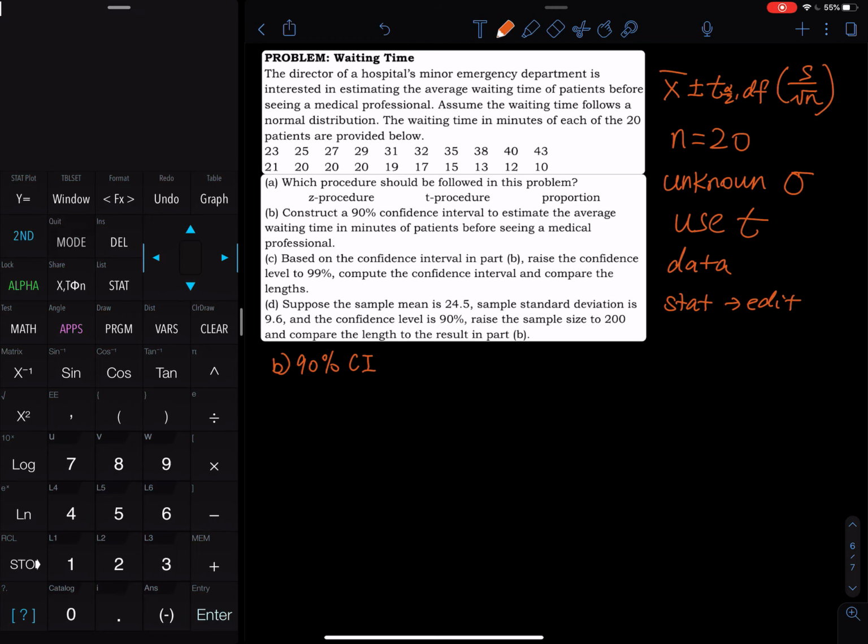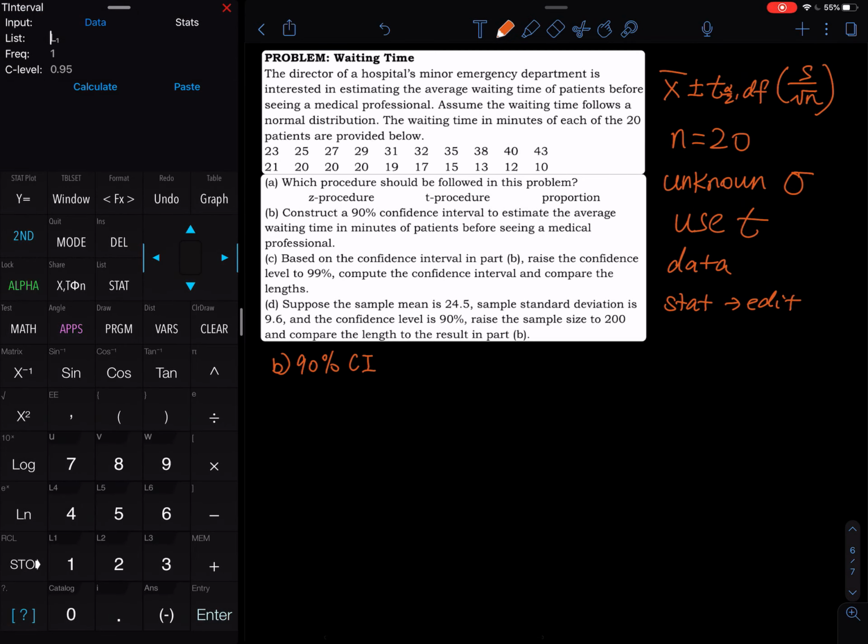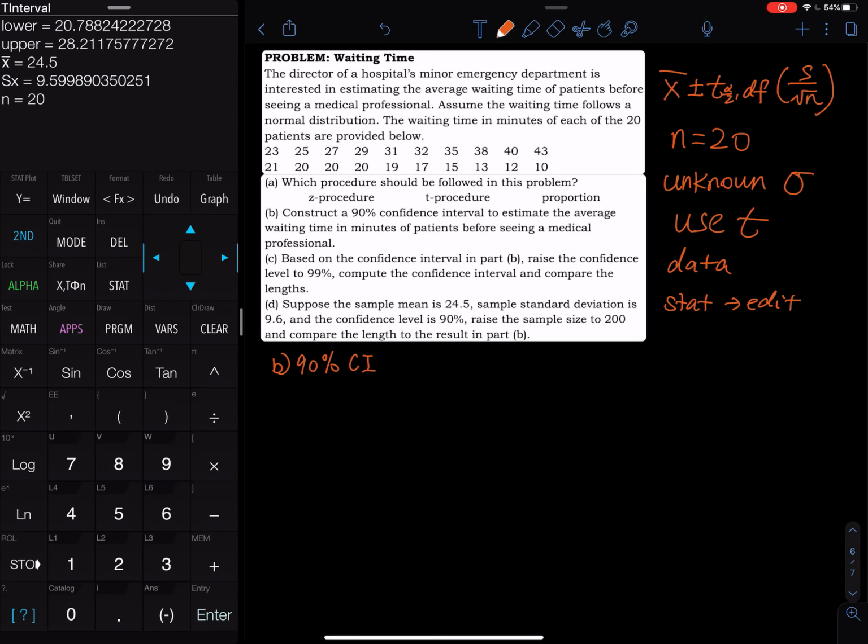We press second mode to go back to the home screen, then we go to stat, then test, and we find the T interval, which is in line 8. This is a data problem and I put my data in L2. I don't know where you put yours, so if you put it in L1 then input L1. So I input second 2 for L2, and for the frequency, I just ignore that. If your calculator has a 1, just leave it as a 1. We are trying to compute a 90% interval, so 0.90. After everything is ready, you are good to calculate.